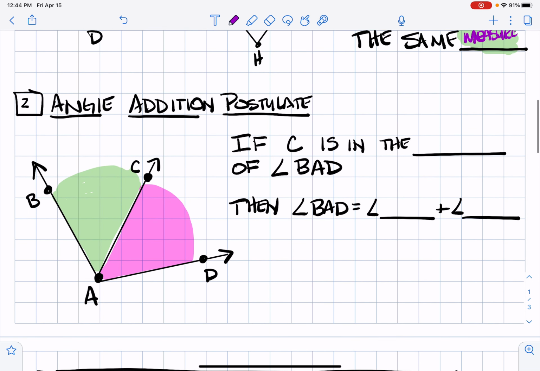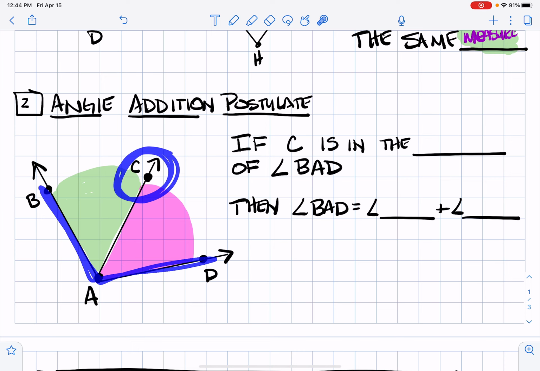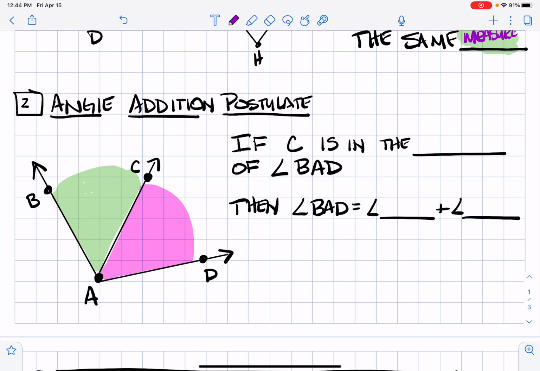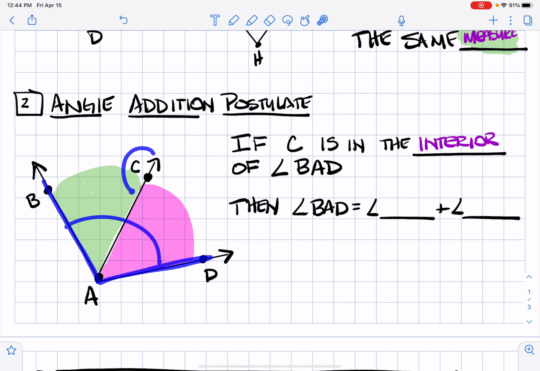Okay, box number 2, the angle addition postulate. This is exactly like the segment addition postulate that we did last unit. The angle addition postulate says the following. If C is on the interior, so notice that C is in between this big angle here, we'll write that down, interior. So if C is in the interior of angle BAD, remember here's angle BAD, it's this big angle here, all of it, and C is on the interior, then we can say the following.